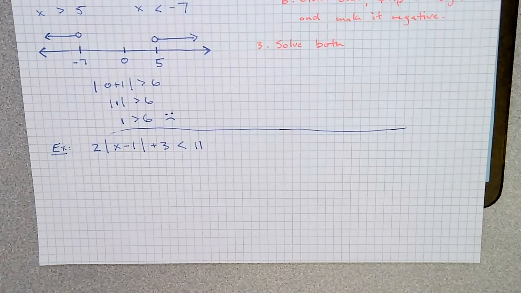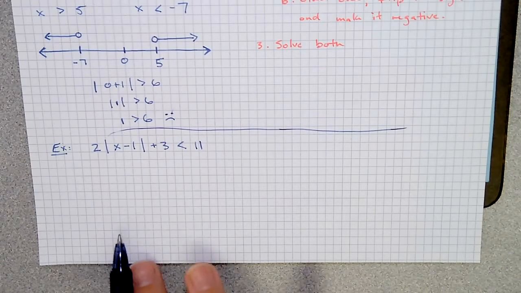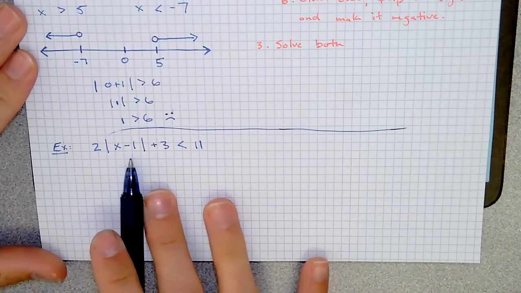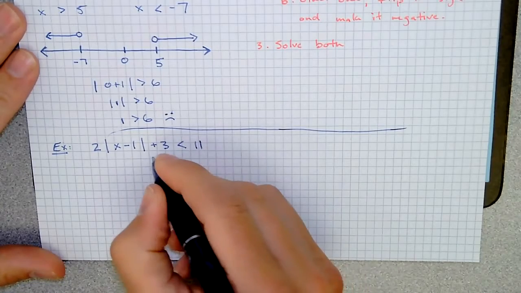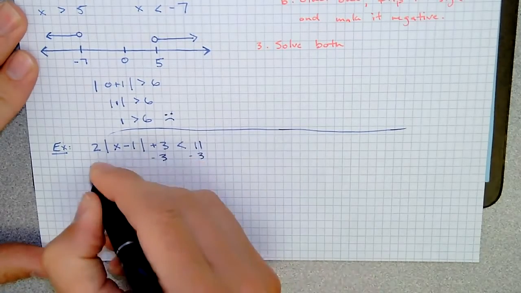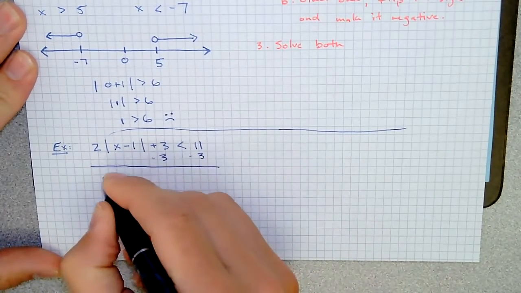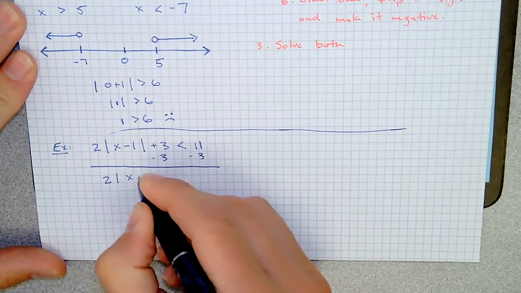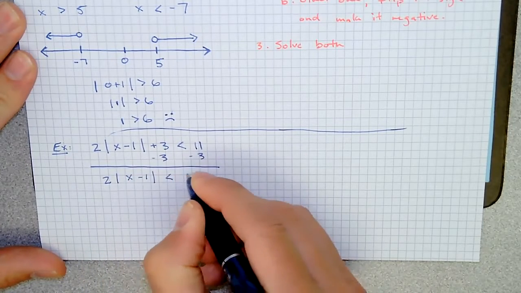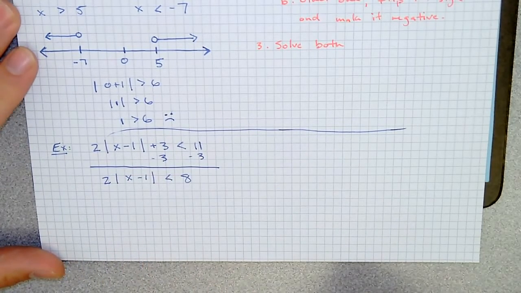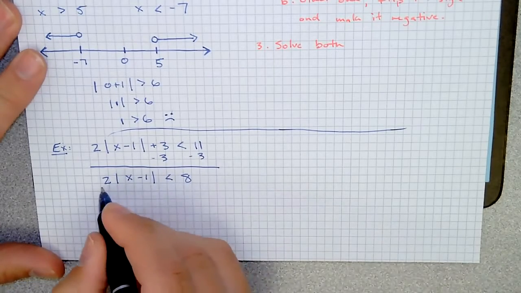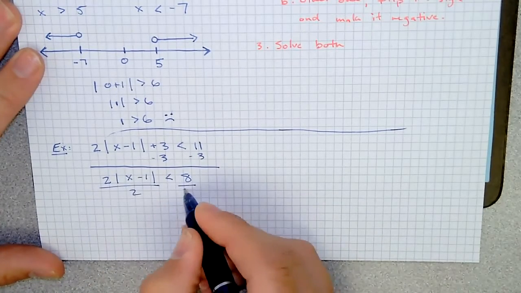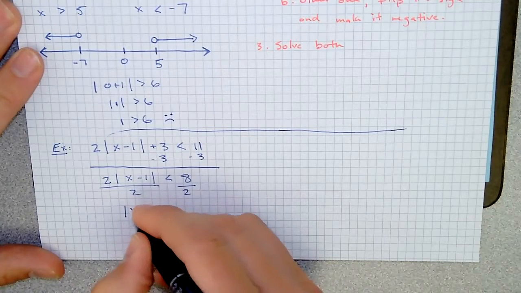All right, so this one is a little bit different. Step 1, get the absolute value on a side by itself. Right now it's 2 times the absolute value of x minus 1 plus 3. So let's move this 3 over. We get 2 times the absolute value of x minus 1 is less than 8. Divide by 2.